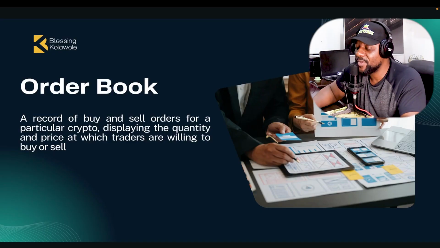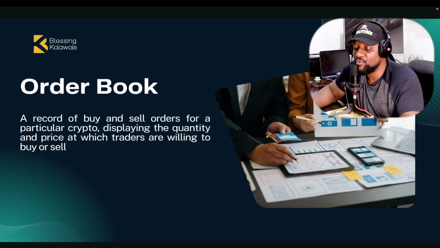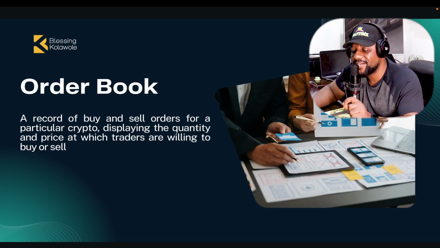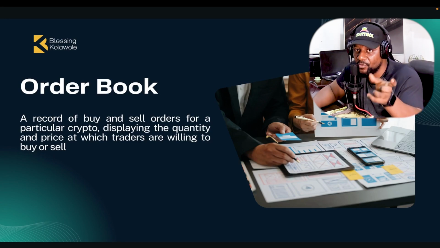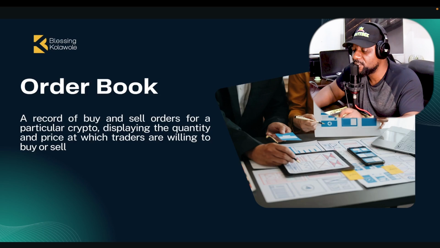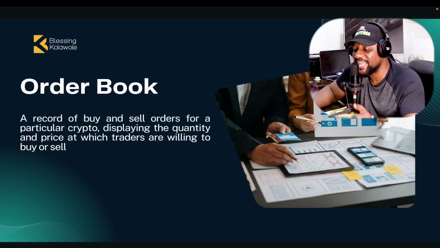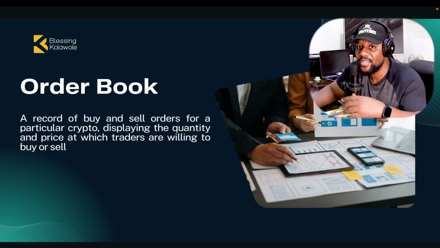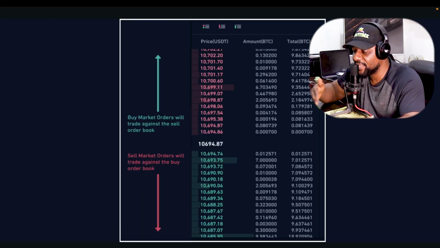Okay, now we have the order book. The order book is a record of buying and selling orders for a particular crypto. That's your order book. It displays the quantities and prices at which traders are willing to buy or sell. And this is how it looks like. I'm sure you would have seen this if you are on Bybit, where you see all these many things on the side. Yeah, that's your order book.